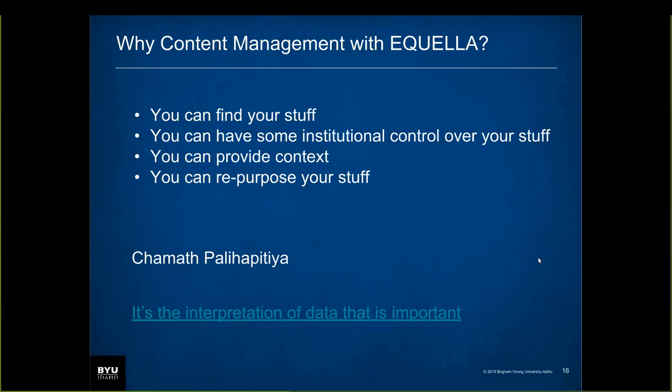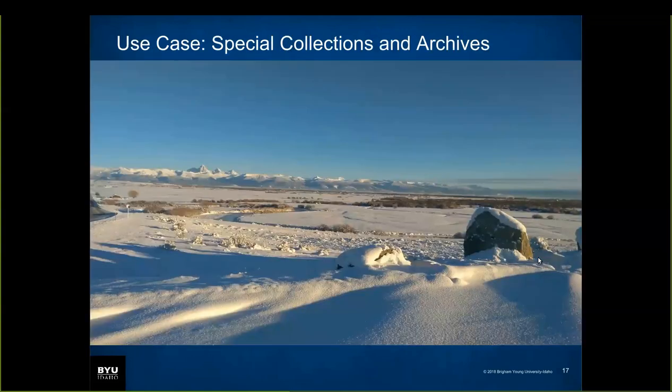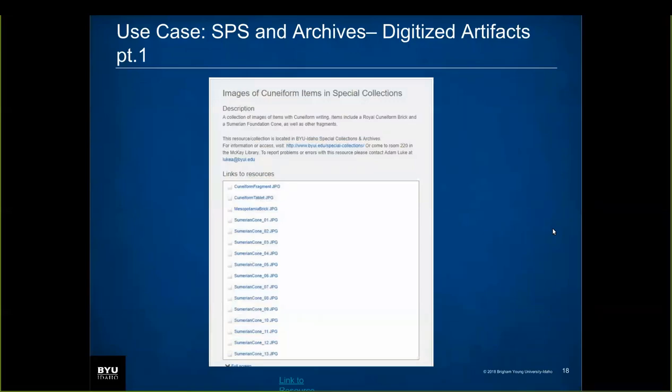So with that, let me go into some use cases. Now, there is software out there for special collections and archives. But as I mentioned before, we were trying to reduce the number of content systems that we had. So one of our use cases was to put our items in special collections into EQUELLA, in their own collection within EQUELLA. And this, by the way, is a picture of the Tetons from the Idaho side. In EQUELLA, you create what's called a contribution, which acts like a container. You don't have to have a container with metadata and only have one item in it. So for example, I've tagged this group of pieces of content. They're images of cuneiform that we have in our special collections. And it made sense to group these together.